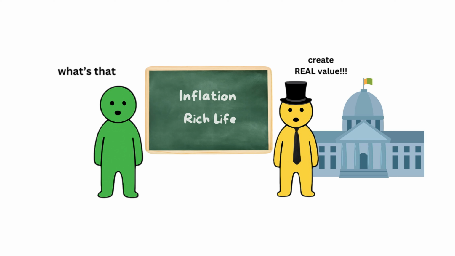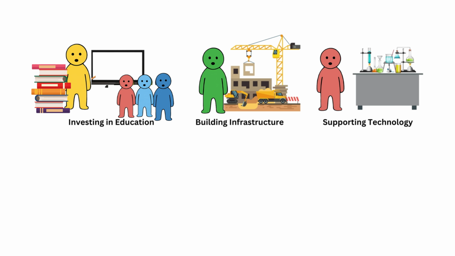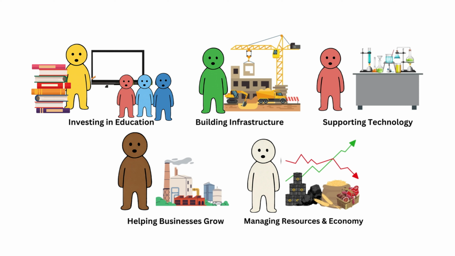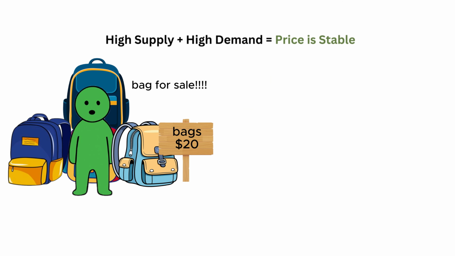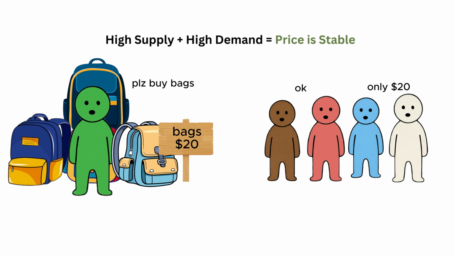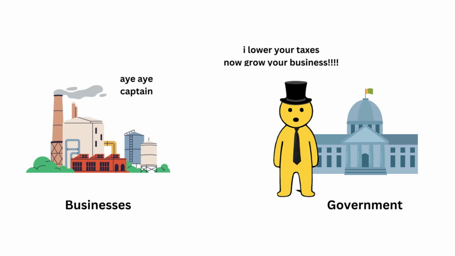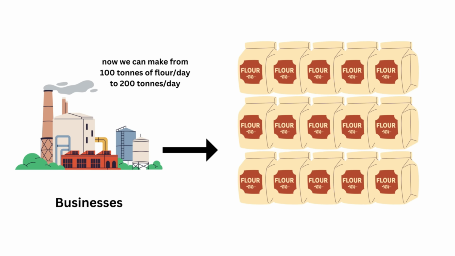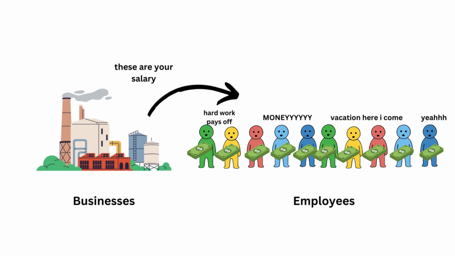So what's the correct solution? Well, governments should focus on creating value. This means investing in education, building infrastructure, supporting technology, helping businesses grow, and managing resources and the economy efficiently. If there's a high supply with high demand, then prices will stabilize. When the government supports businesses to produce more, businesses will hire more people, creating jobs, and products will become more common. People who get these jobs can afford to buy products.